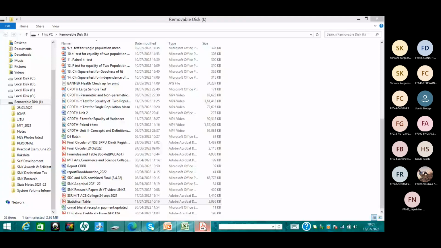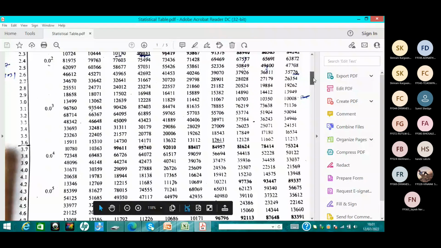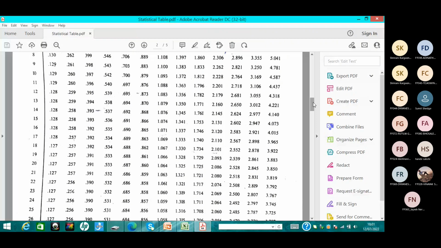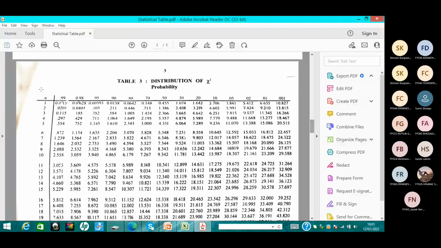So in that you have to go to the chi-square. It is the third table, table number 3. So this is the chi-square table. Now in the very first column, you check the degrees of freedom. Our degrees of freedom is 9.